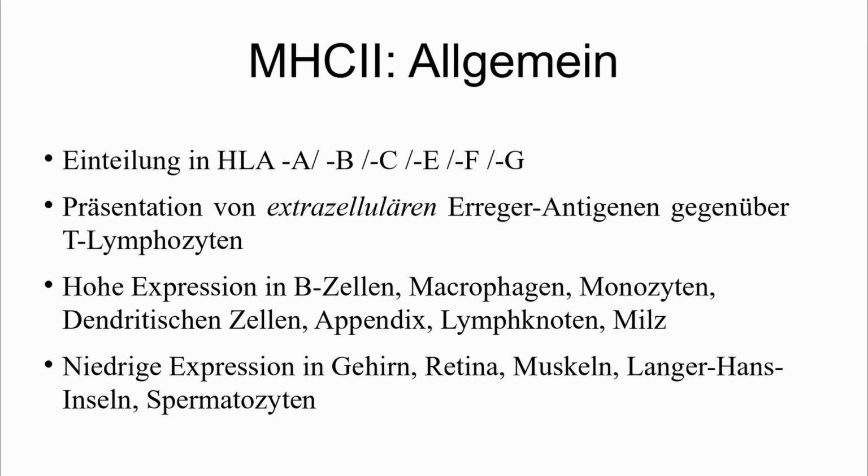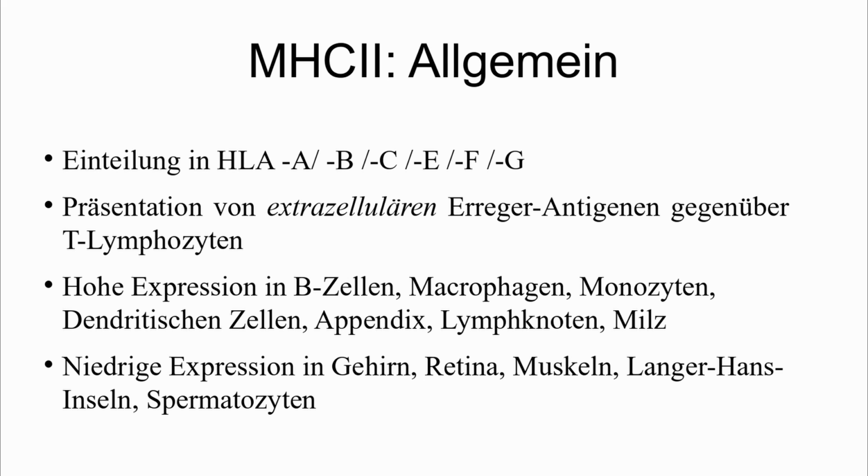T lymphocytes are special leukocytes that are formed in the thymus and, when they are formed, circulate in the body. As a kind of police force, the T lymphocytes are activated and then initiate further steps in the cells of our immune system, including B lymphocytes, macrophages, monocytes, dendritic cells, appendix, lymph nodes and spleen.